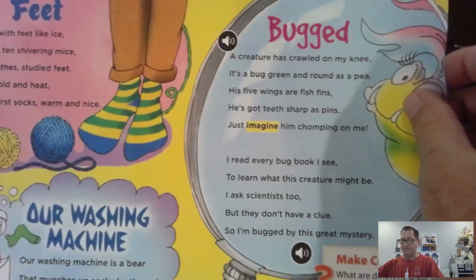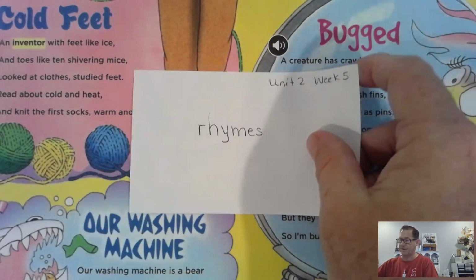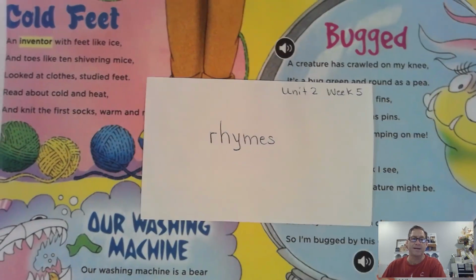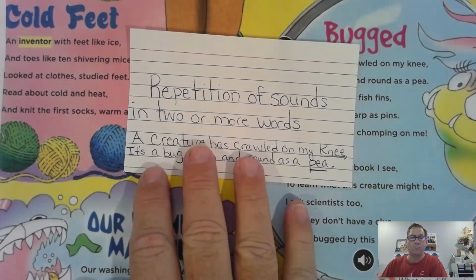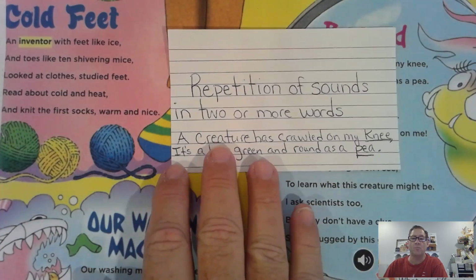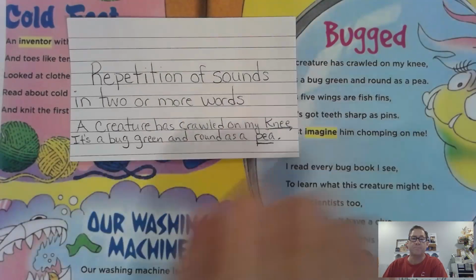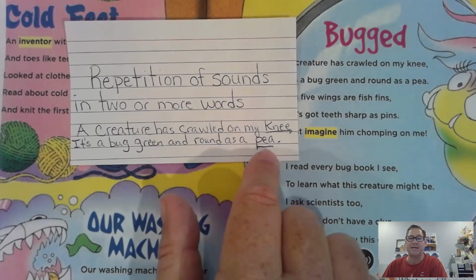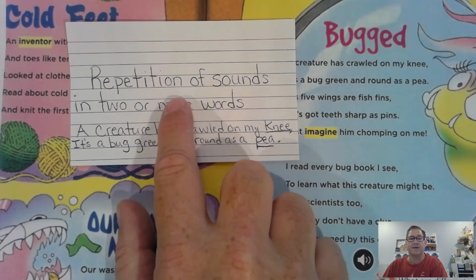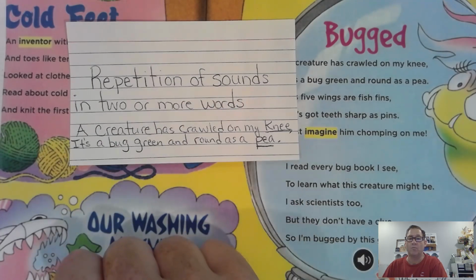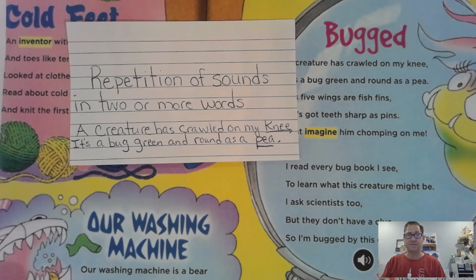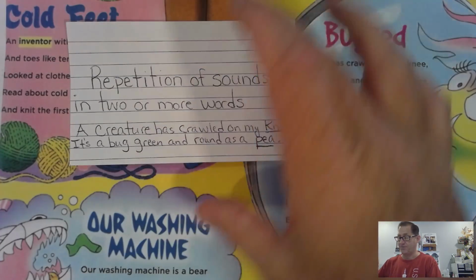All right, now there were some special things in these poems. We noticed that some words rhyme. So let's write rhymes, and we already kind of talked about it. Rhymes are the repetition of sounds in 2 or more words. An example could be from Bugged. A creature has crawled on my knee. It's a bug, green and round as a pea. Knee and pea have a repetition of the E sound. Okay? So go ahead and write that definition for rhymes. Okay, when you're ready, continue the video.